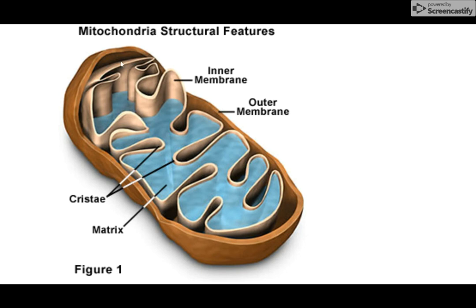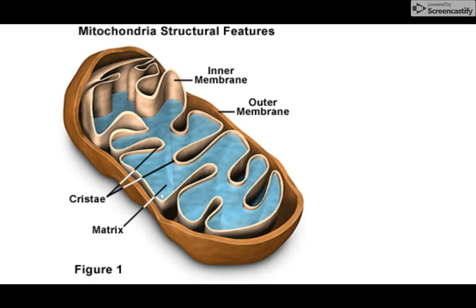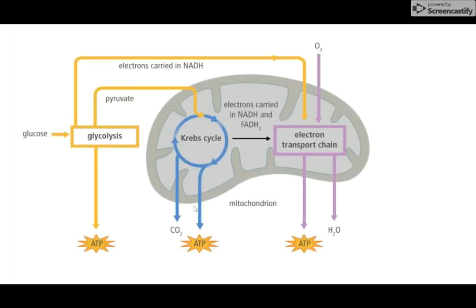So some structures you might want to be familiar with: the outer membrane and the inner membrane. These folds in the inner membrane have their own name, which is the cristae. And then we have the matrix, which is basically like cytoplasm inside of the mitochondria. Mitochondria also have their own DNA sequence, which is kind of unique and special. And we'll be talking more about that in class as well.